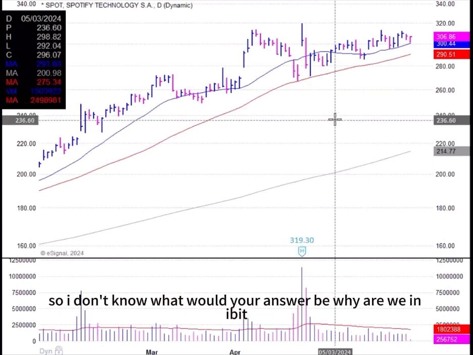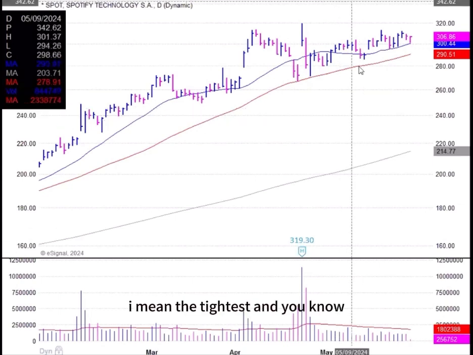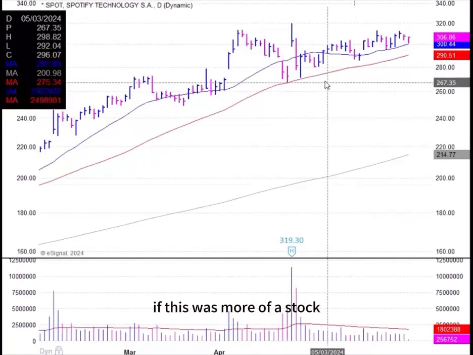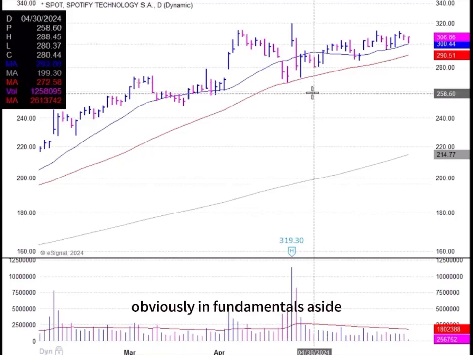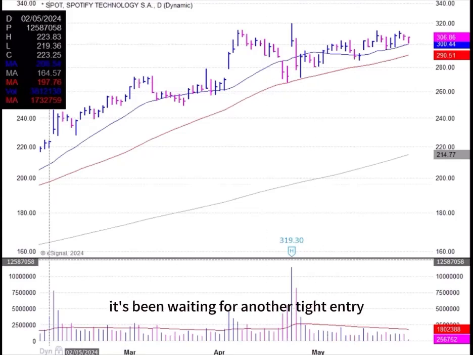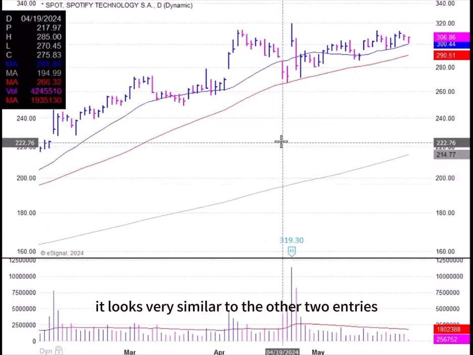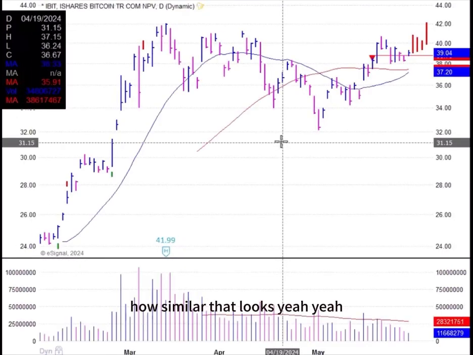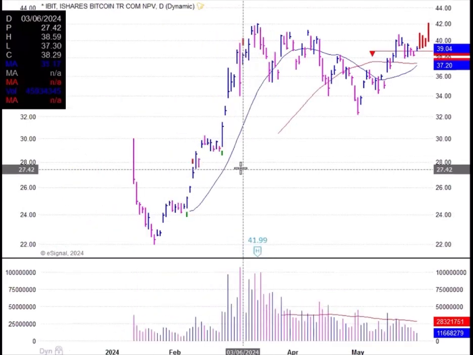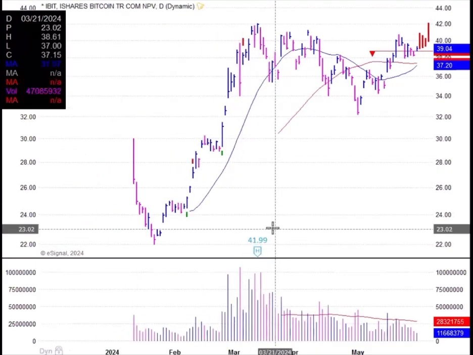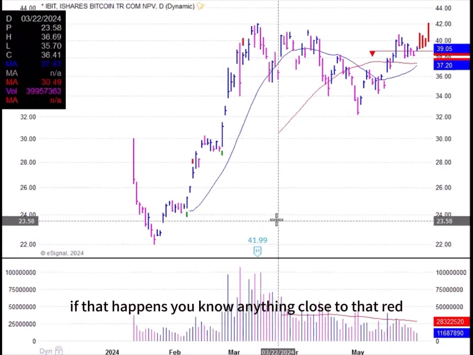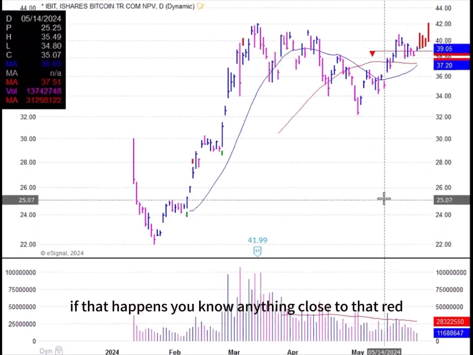Yeah, it's the tightest, and if this was more of a stock, it's a 99 RS type name. Fundamentals aside, I've just been waiting for another tight entry. If you look at today's entry, it looks very similar to the other two entries we got earlier in the year. Look how similar that looks. Volume is coming down as the price is contracting on the right-hand side. And what Mark drew in there, if anything close to that red happens, we're going to be going overweight.